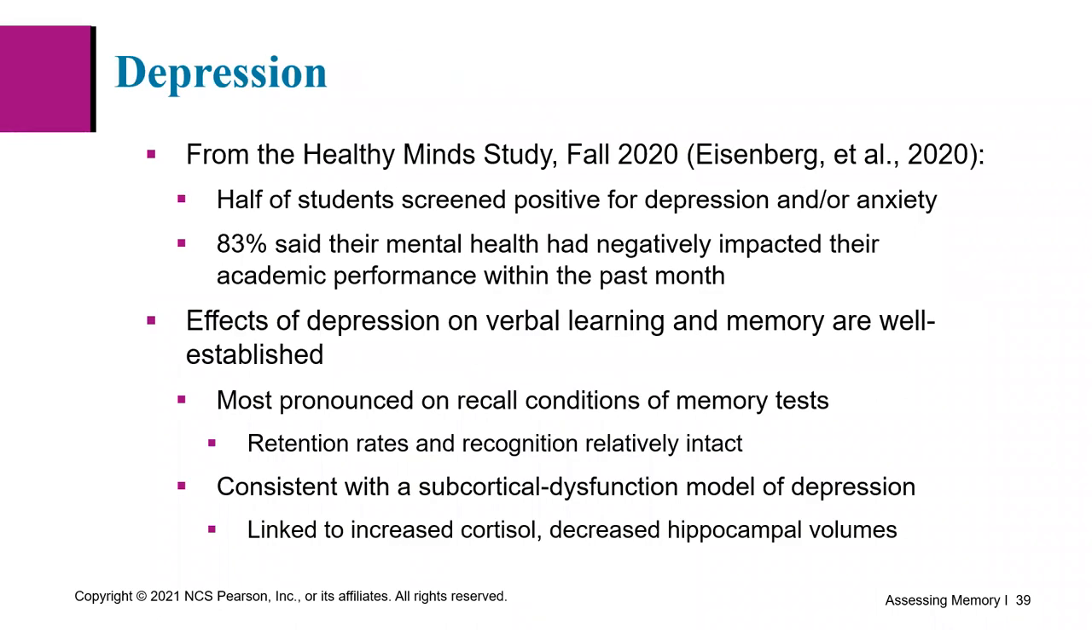Now, we know that depression is also a great disruptor of memory, particularly for recall of verbal information. Research suggests that there's a common underlying contributing factor to both mood symptoms and memory deficits in decreased volume of the hippocampus and increased cortisol levels. Turning again to the large 2020 study of college students, it's sobering to see that half of the students polled screened positive for depression and or anxiety, and 83% said their mental health had negatively impacted their academic performance over the past month. I absolutely recommend using a valid depression measure like the BDI-2 to screen all students with memory complaints for depressive symptoms.